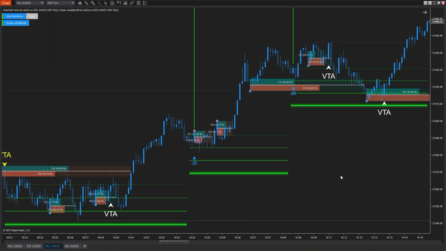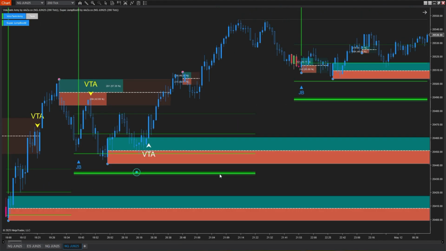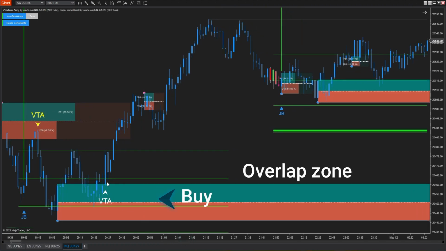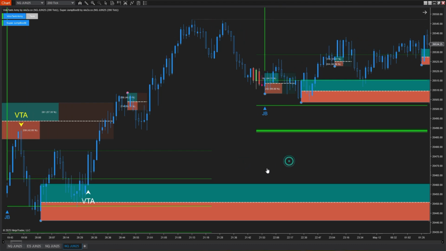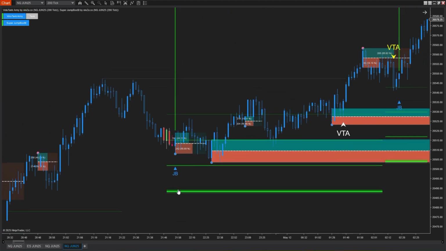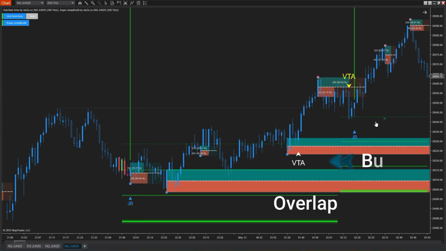Not only does this help you stay aligned with the trend. Just like before, in this next setup, we once again observe multiple overlap zones, where a demand zone identified by VoluTank Army aligns perfectly with a support zone provided by Super Jump Boot. And right at these overlap areas, VoluTank Army issues a buy signal.